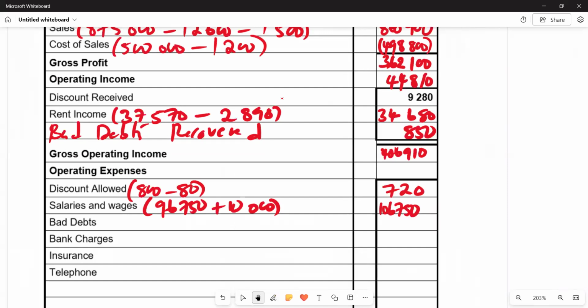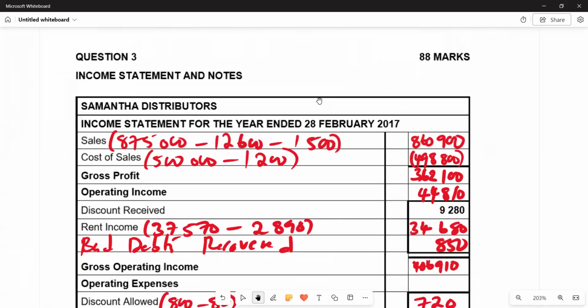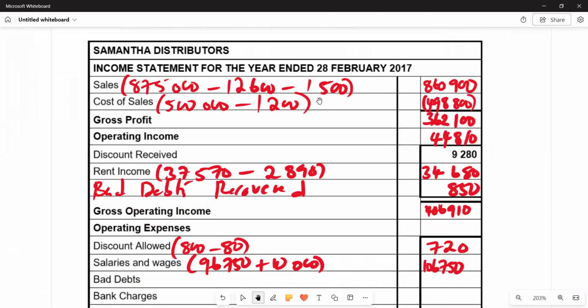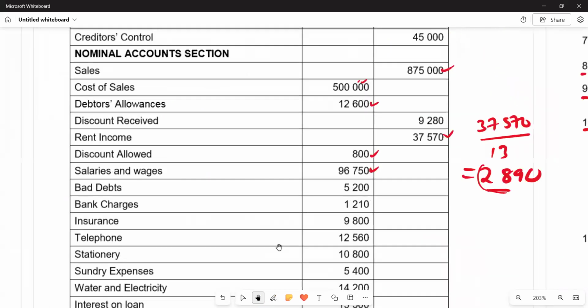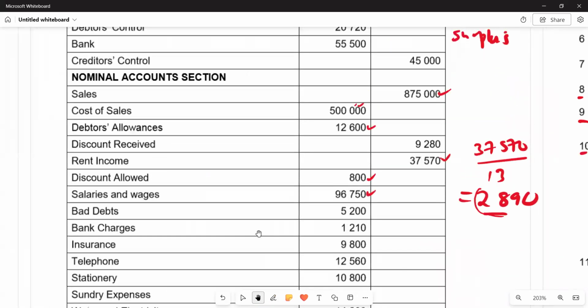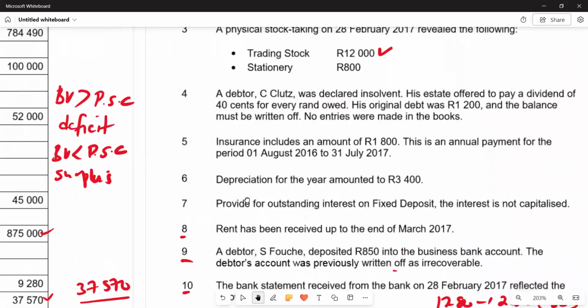And then the next one is bad debts. Obviously, we now need to go to our question and try to see what figure for bad debts we have. We have it here, which is 5,200. And then we go to additional information to find out any other adjustment that is affecting our bad debts.